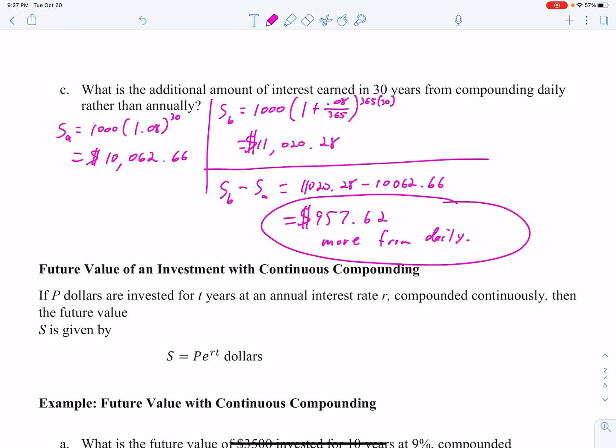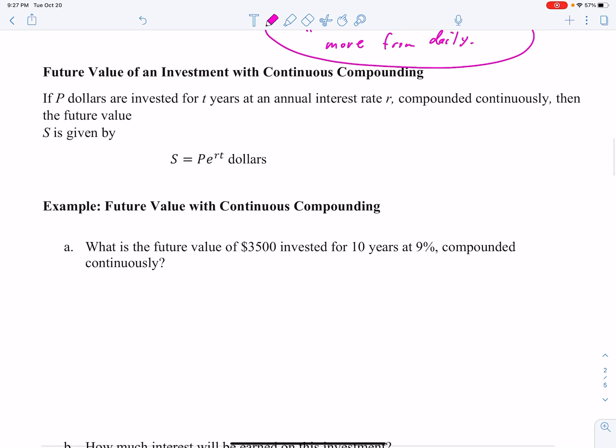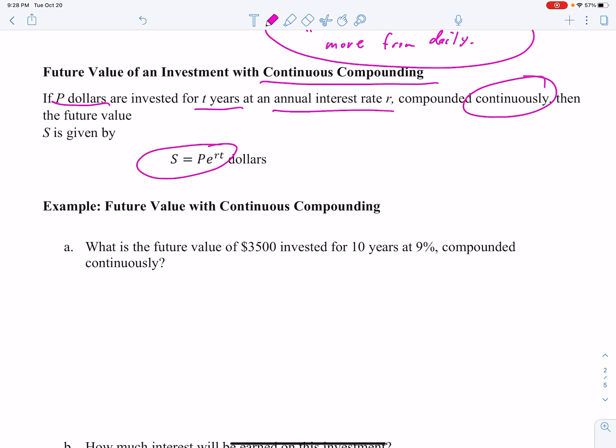Okay, next one, we have what's called continuous compounding. It's just what it sounds like. It's always compounding. So if P dollars are invested for T years, annual interest rate R in decimal form, compounded continuously, then we use this equation right here: S equals P times E to the RT power. Same thing, we're just going to plug in what they give us and punch it into our calculators.